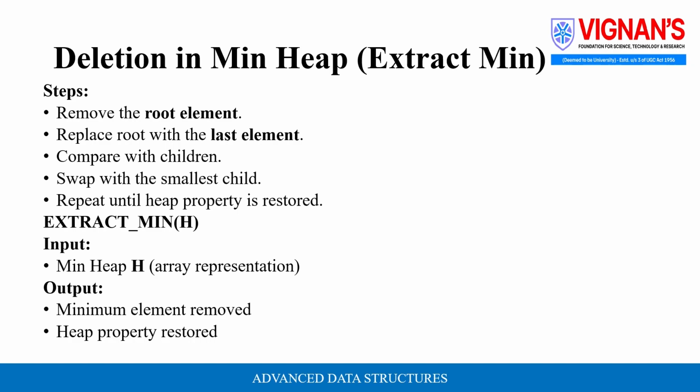Then, compare the new root element with its children. If the root is greater than either of its children, swap it with the smallest child. Repeat this process of comparing and swapping until the min heap property is restored. Now, consider the algorithm extract min. The input to the algorithm is a min heap H, stored in array representation. The output of the algorithm is that the minimum element is removed, and the heap property is restored in the remaining heap.